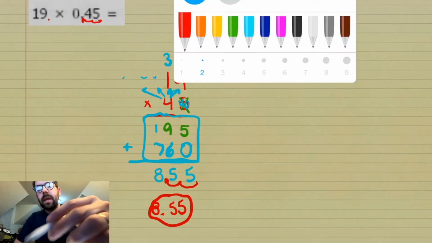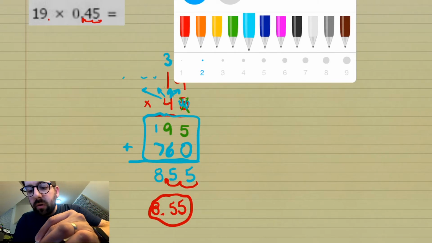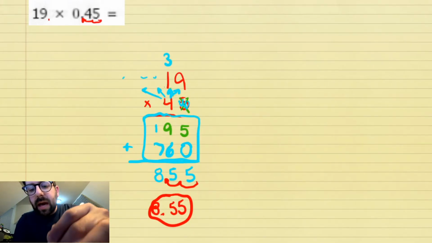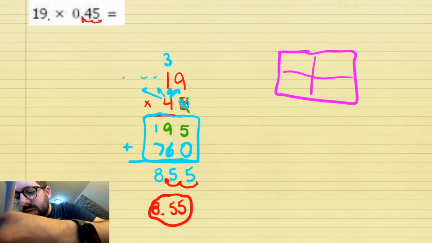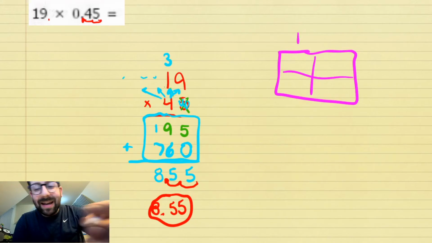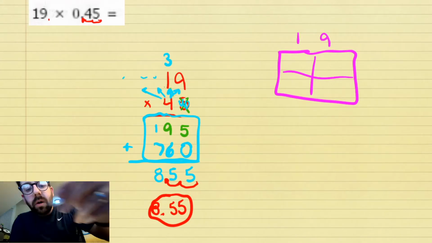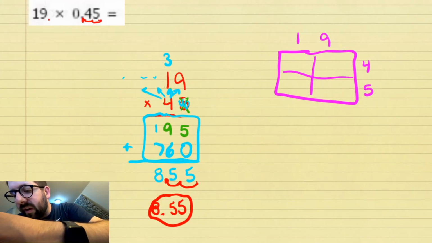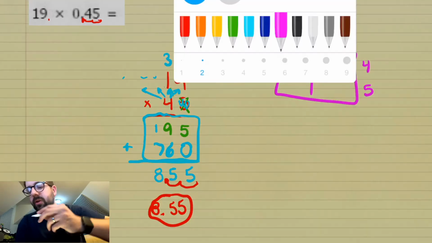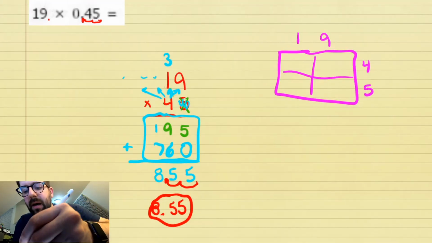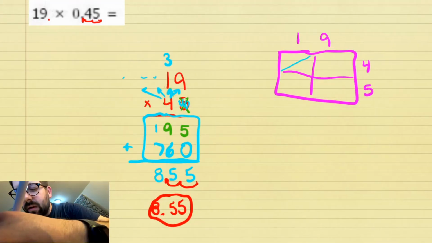A different method is called lattice method. Maybe you've heard of this, maybe you haven't. Let's do lattice method. Lattice method is where you make a grid of numbers like this. So on the top, I'm going to put the number 19. Going down on the one side, I'm going to put the number 45. And just like I did before, I'm ignoring the decimals. So if there's any decimals, I ignore them. And if there's any zeros, just chop them off. Unless they're in the middle of the number, then you can't chop them off. But what you do is you draw, in each of these boxes, you draw a diagonal line.